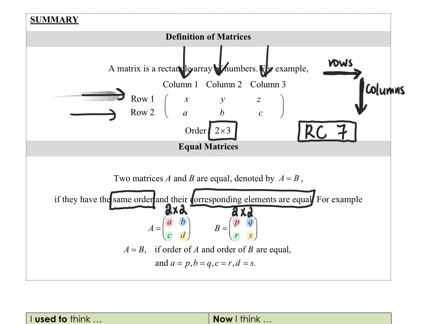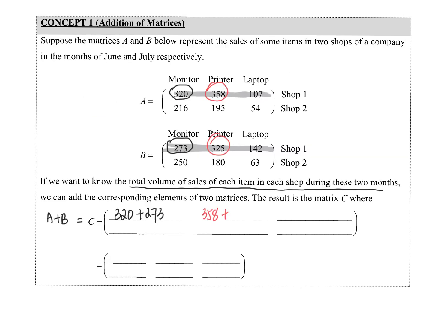Okay, next let's move on to addition, subtraction, multiplication of matrices. It will slowly go to 3.2.5. So the corresponding entries, you will add them together. When I say addition, you add the corresponding ones. So same thing, the 216 with the 250.